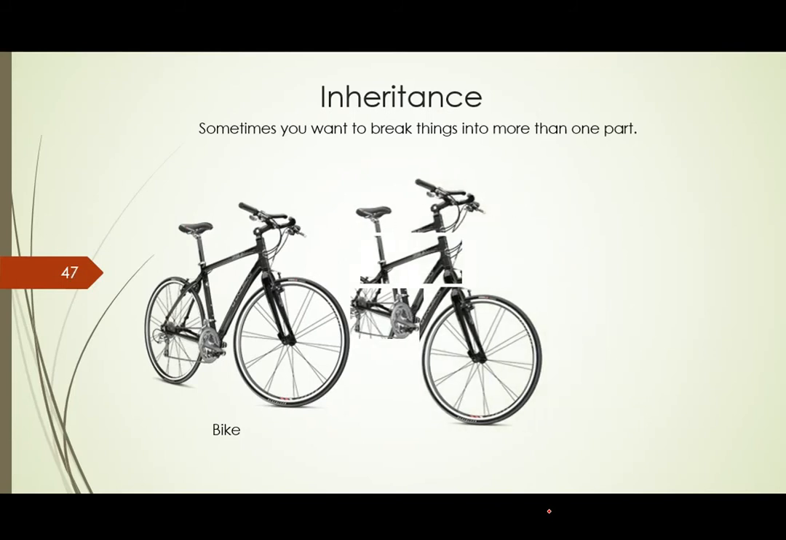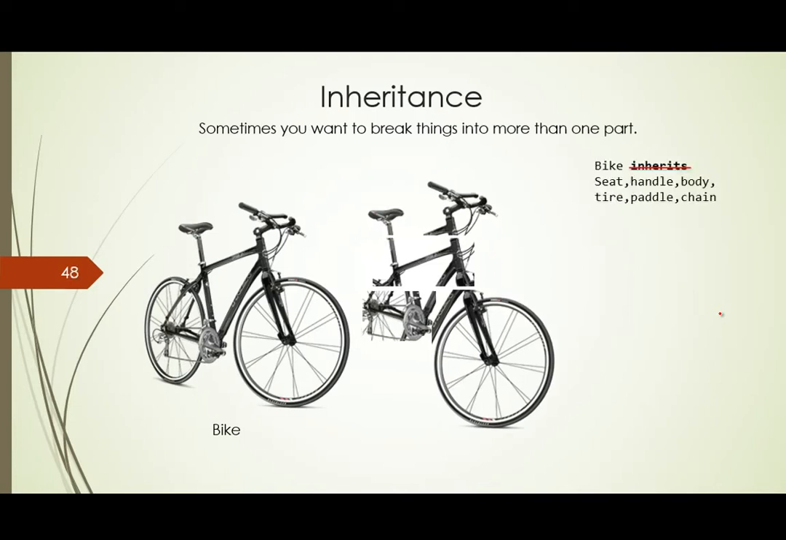So that's for the theory. What we want is for the bike to inherit from seat, handle, body, tire, pedal, chain, etc. But the problem is C# supports only one class at a time for inheritance. So you cannot inherit from multiple classes at once. Some languages do support that, like C++, but Java, PHP, C# and VB don't support that. So what can you do about it?